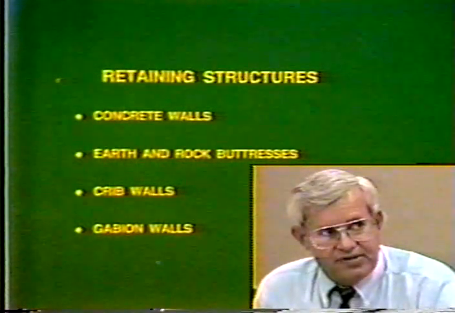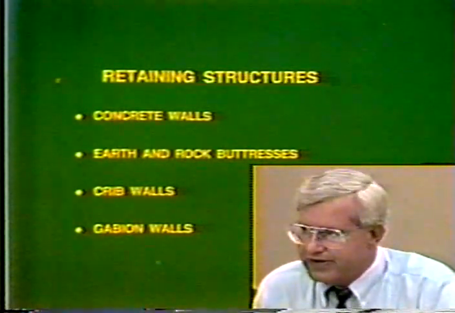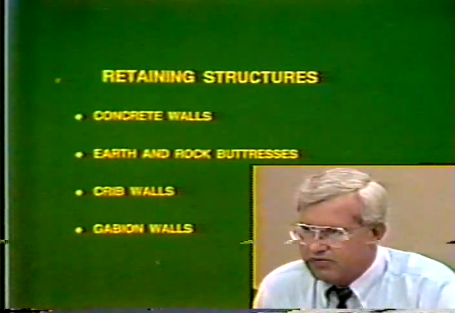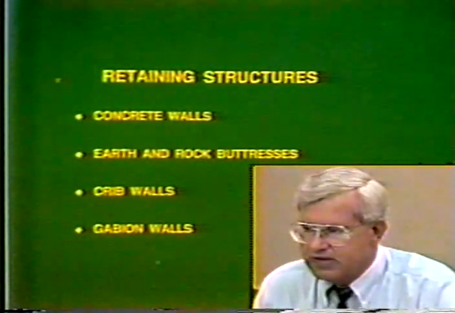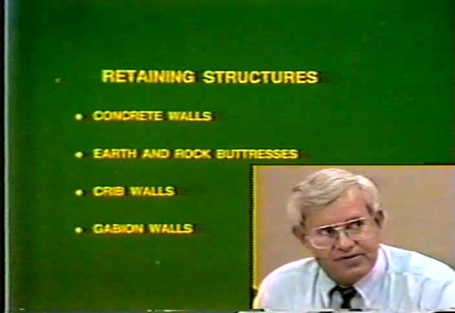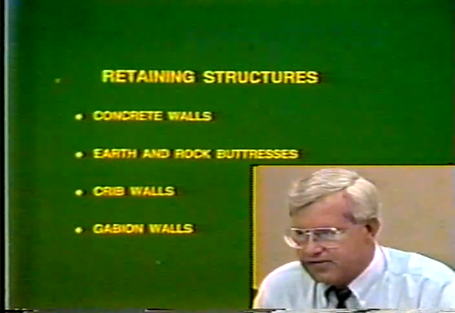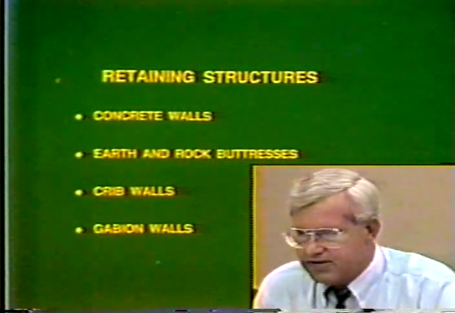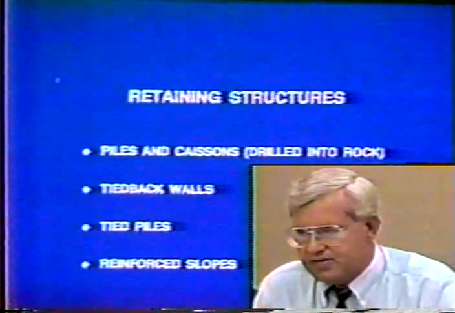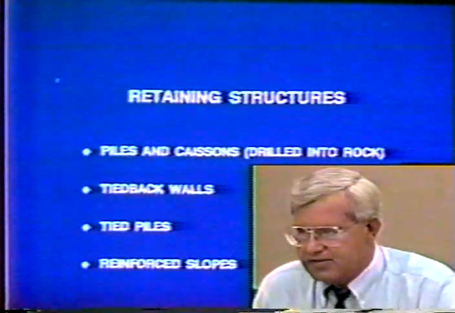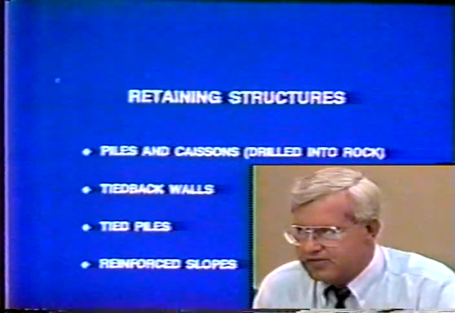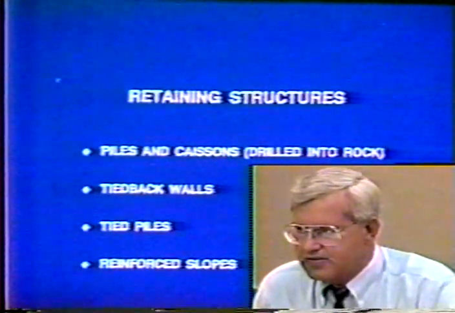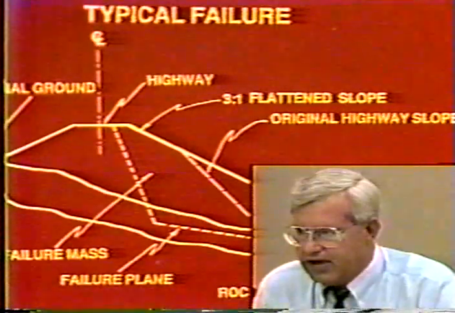Let's look at some of the basic types of retaining structures that can be used. There are situations where we may have to use a retaining structure, but we should be able to identify those situations. Some of the retaining structures that can be used are concrete walls, earth and rock buttresses, crib walls, gabion walls, piles and caissons, tied-back walls, tie piles, reinforced slopes. Now, what I'd like to do is go into a little discussion of each of these methods.